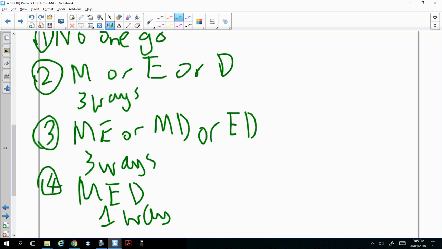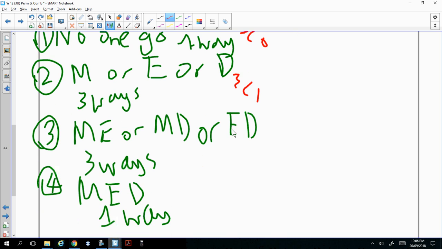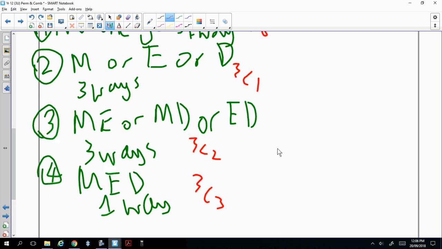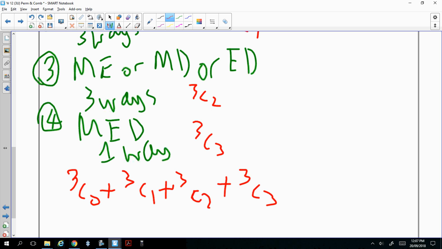Now, let's look at it in terms of selection. What does no one goes mean? It means 3C0, isn't it? How about 1 person goes, 3C1? 2 people go, 3C2? Everyone goes, 3C3? And if we add them all together, why does it become 2 to the power 3? We'll see that in a minute. 3C0 plus 3C1 plus 3C2 plus 3C3, why would it be equal to 2 to the power 3? So this is one way of looking at the problem.